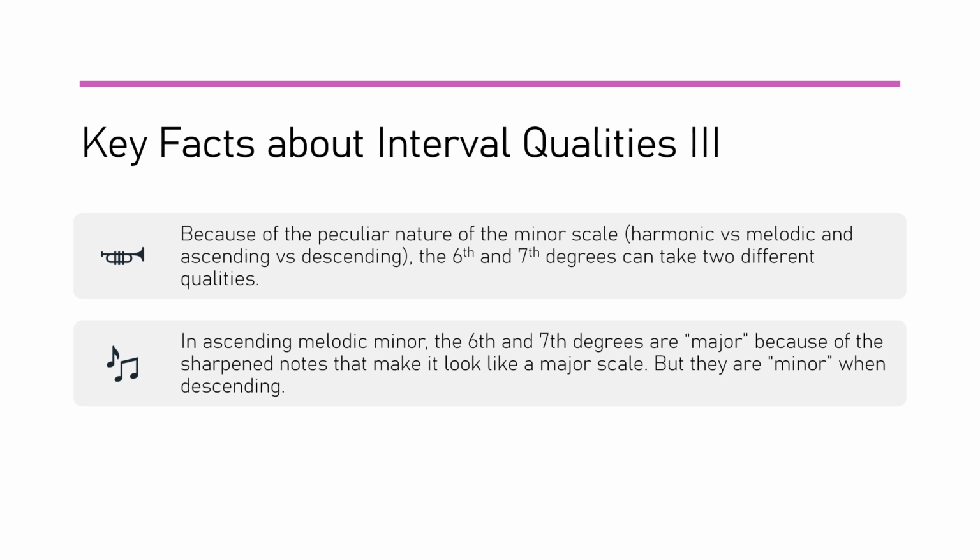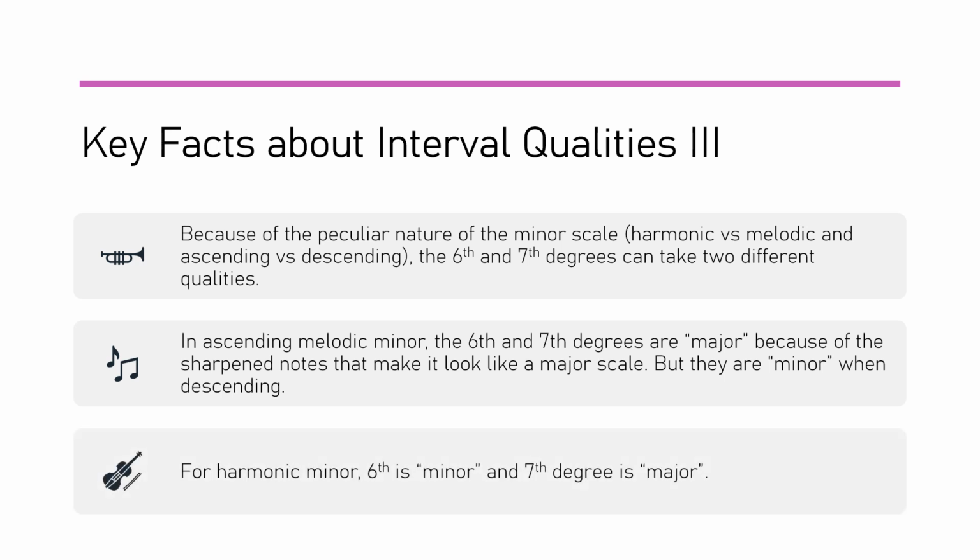But when you are descending, you go back to what we call the natural minor scale, because you naturalize all those sharp sixth and seventh notes and take them back to the natural minor when you are descending. So in that case, you've removed the sharp and now you have just a natural minor. So the sixth and seventh degree when you are descending in a melodic minor scale now become minor sixth, minor seventh. So you see, major sixth, major seventh when you are ascending, but minor sixth and minor seventh when you are descending.